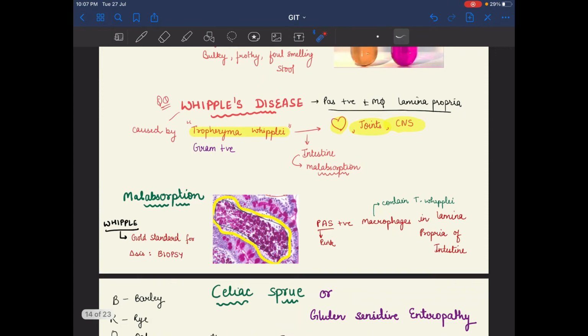And the second one is Whipple disease. Whipple's disease is caused by T. whipplei, which is gram positive, and which leads to intestinal malabsorption. T. whipplei manifestations are also seen in the heart, joints and CNS. Whipple's disease is PAS positive stain. So PAS positive macrophages in the lamina propria.